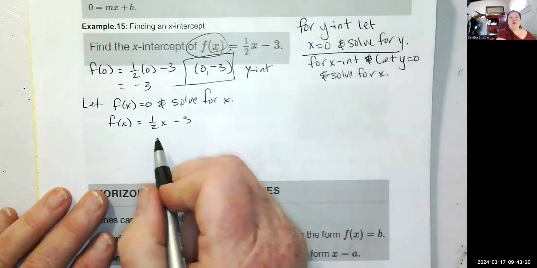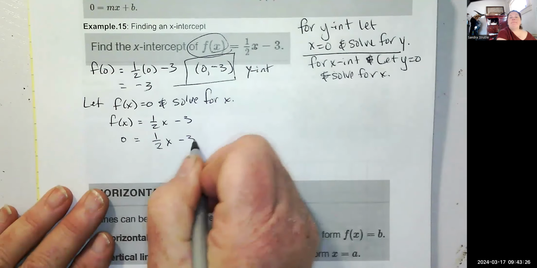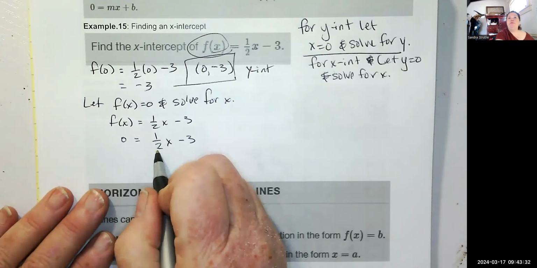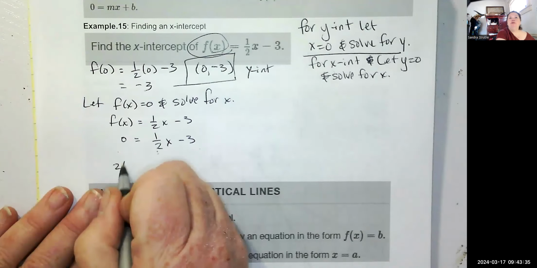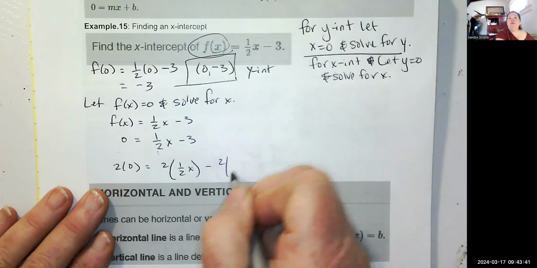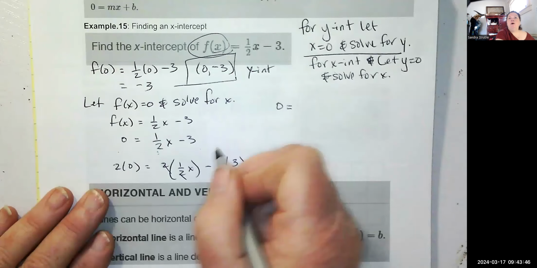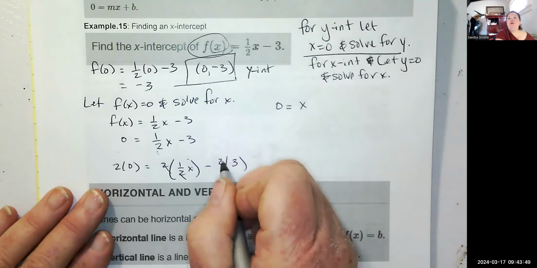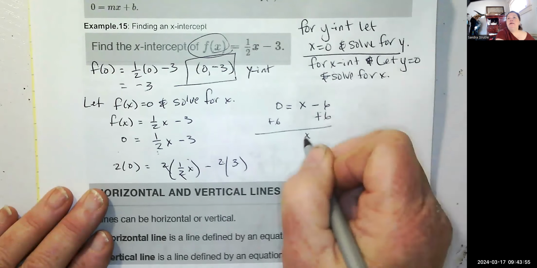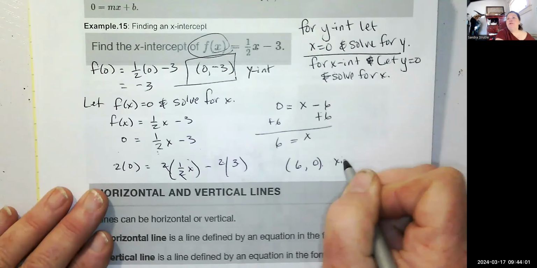So we're letting y equal 0, or f of x equals 0. Here's the part that people mess up, and I want you to be very careful. In order to get rid of this 1/2, we have to multiply everything by 2. So 2 times 0, 2 times 1/2 x, minus 2 times 3. 2 times 0 is 0. These reduce and give us 1x, which is just x. Then negative 2 times 3 is negative 6. Adding 6 to both sides, we get x is equal to 6. So 6, 0 is our x-intercept.